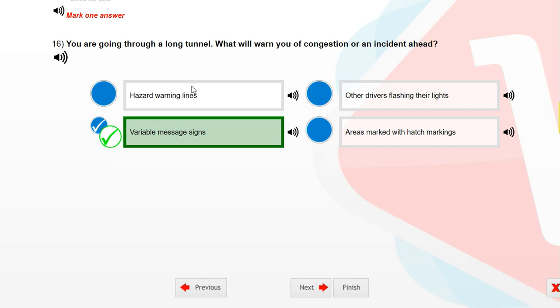You are going through a long tunnel. What will warn you of congestion or an incident ahead?